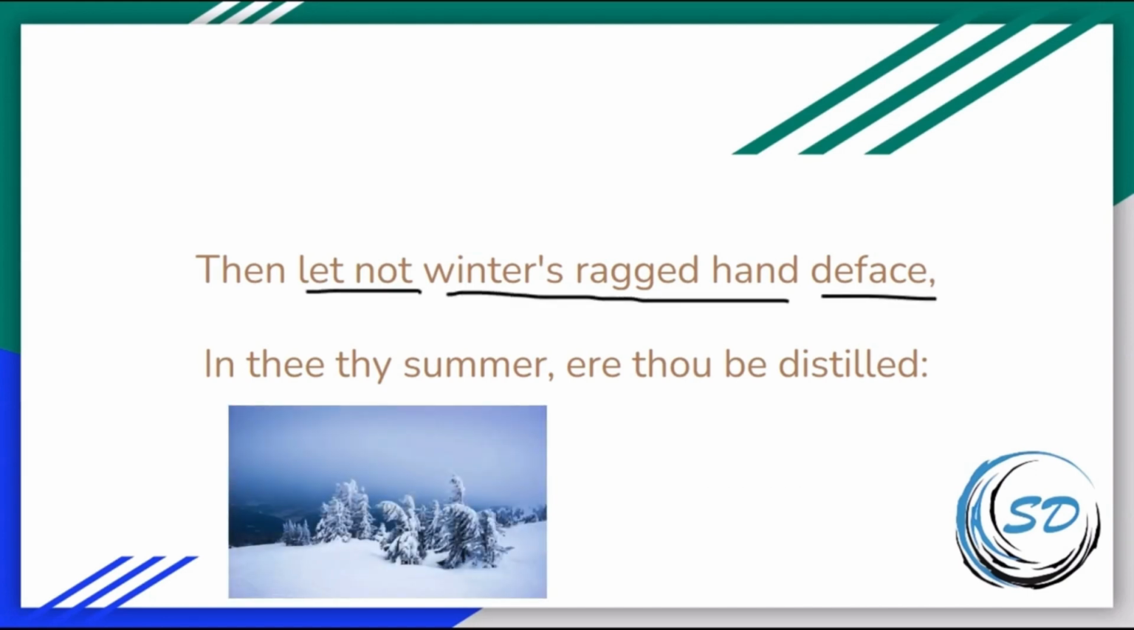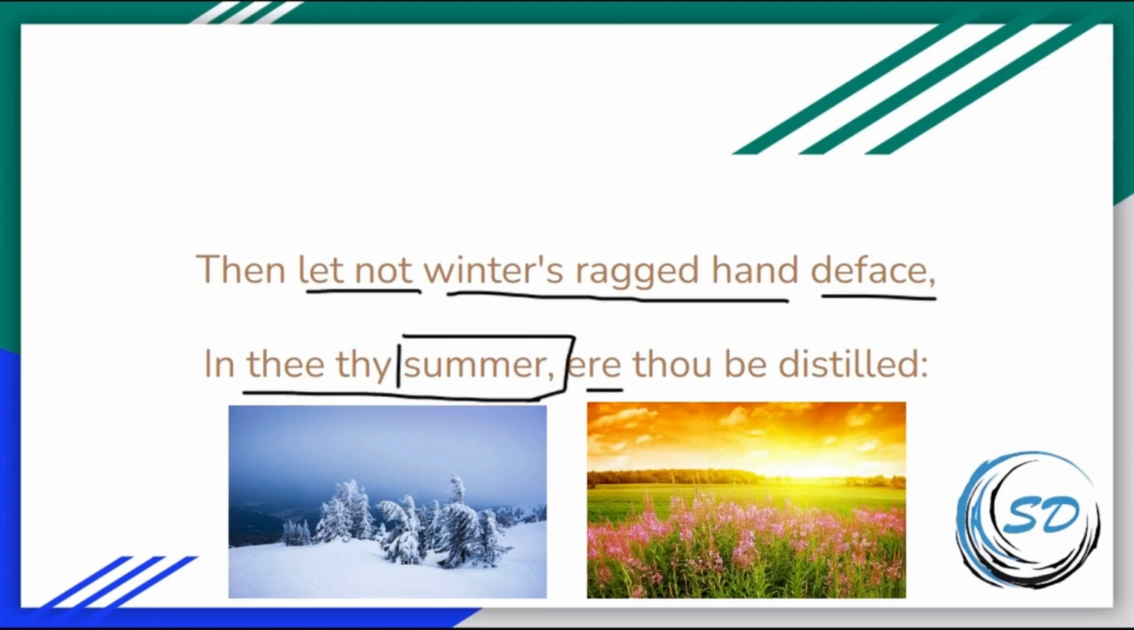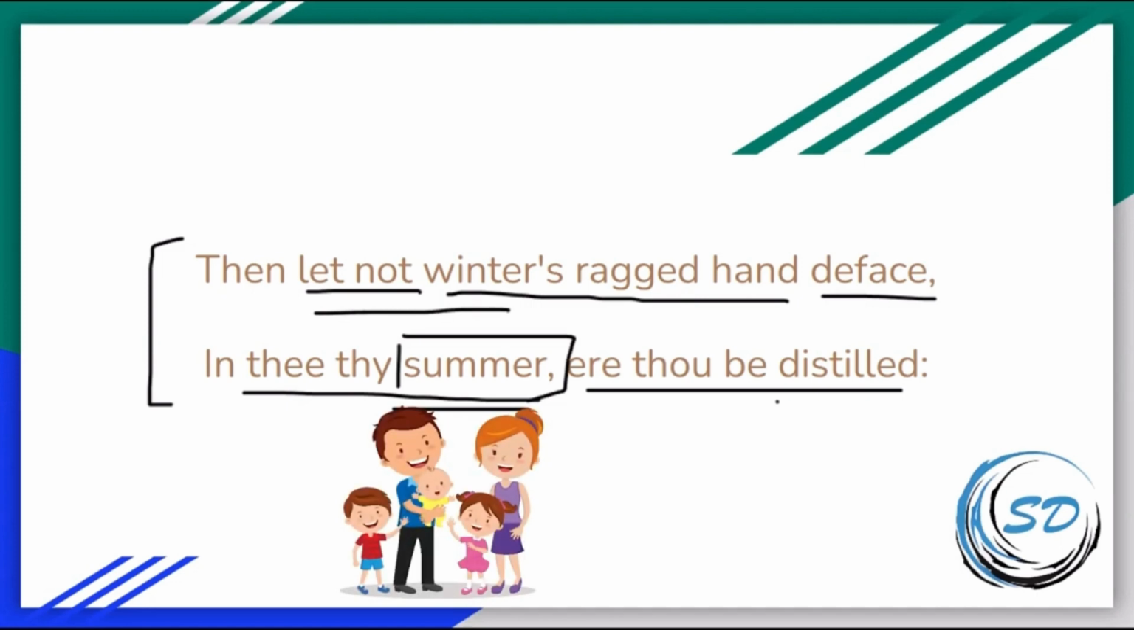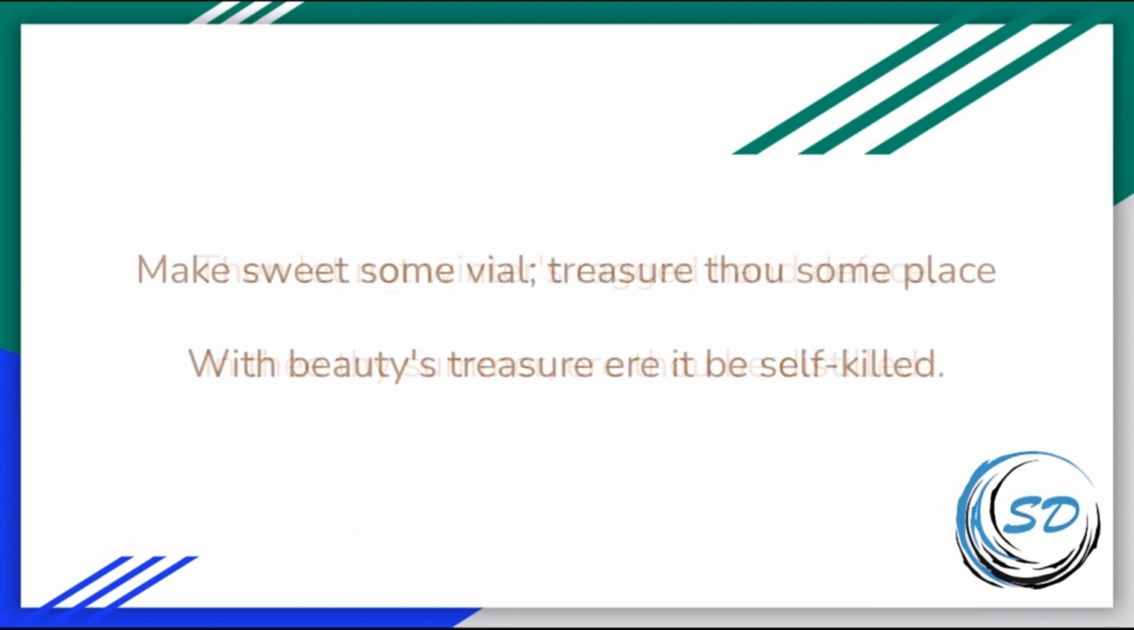He says, "Preserve the essence of your own summer-like beauty before it fades away or is lost." In these opening lines, Shakespeare employs vivid imagery to personify winter, depicting it as a harsh force that threatens to deface and diminish the subject's youthful beauty, symbolized by summer. He implores the subject not to let winter erode their vitality before they have the chance to distill their essence, to perpetuate their beauty through procreation.